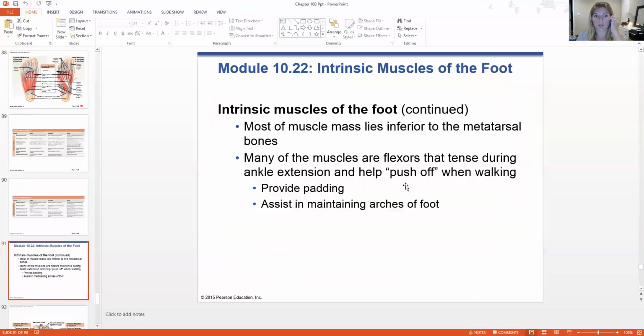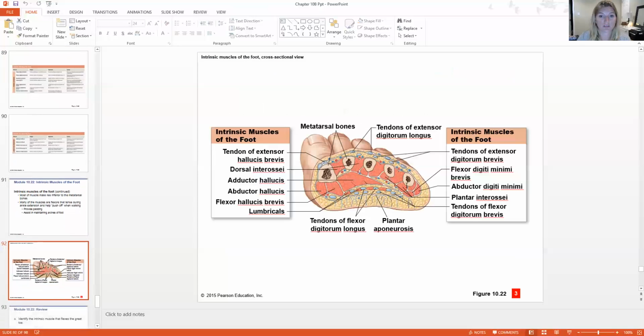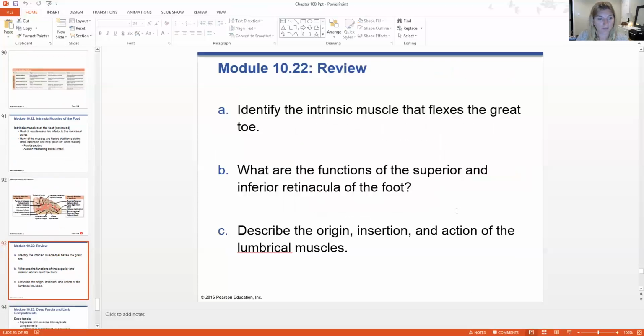Charts, and intrinsic muscles of the foot basically provide padding or assist in maintaining those arches, as I was just mentioning. So you can see all of these aponeuroses and tendons on the bottom, helping to keep the muscles up so they can stay in contact with the toes, and lots of fat on there for padding and cushioning as well. Pause the video here, go back and answer these 3 questions.